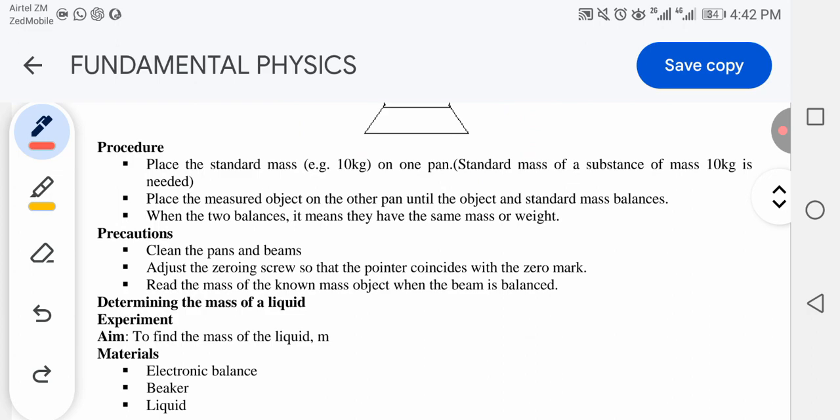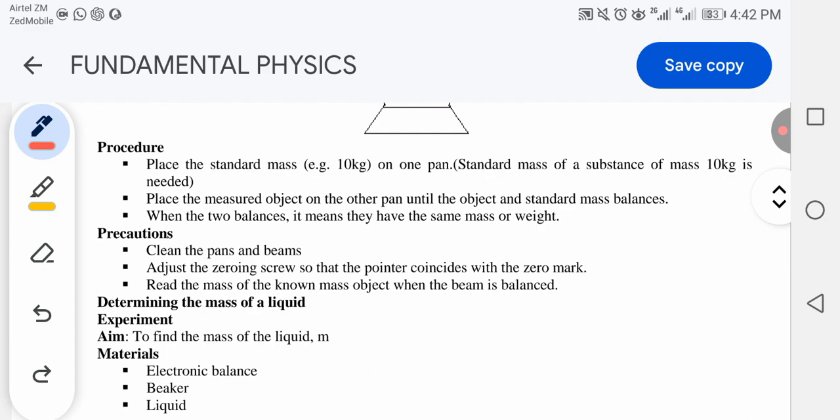Let's look at the precautions which you need to take before you start using the beam balance. First, clean the pans and the beams, just in case there are any dusty particles on them. Adjust the zeroing screw so that the pointer coincides with the zero mark. Read the mass of the known mass of the object when the beam is balanced.